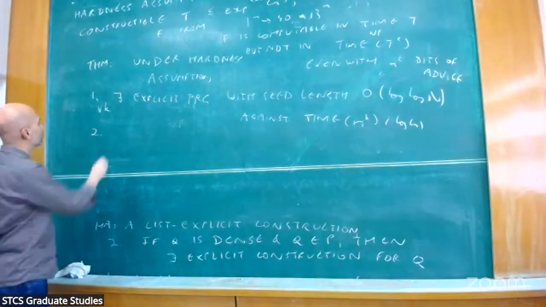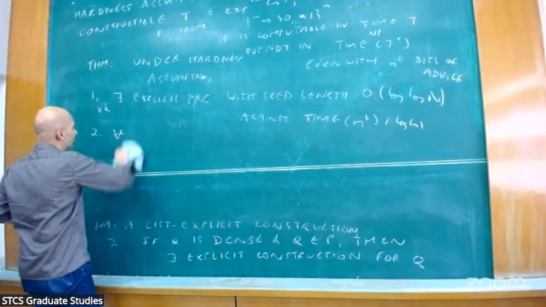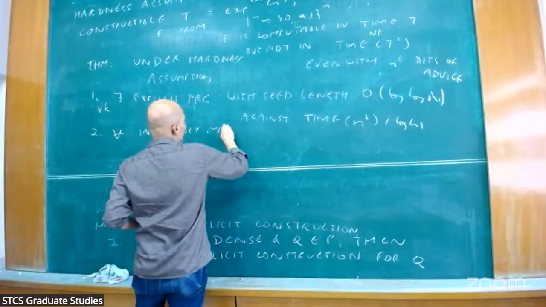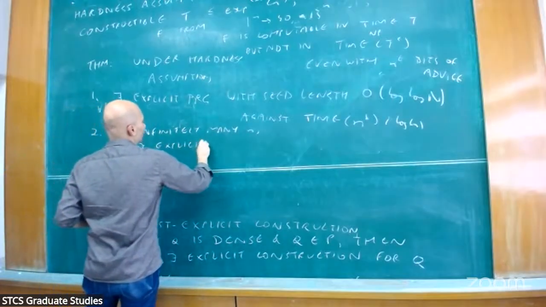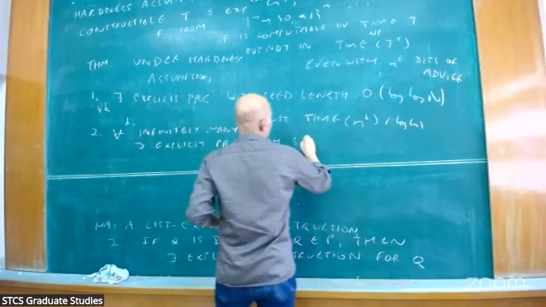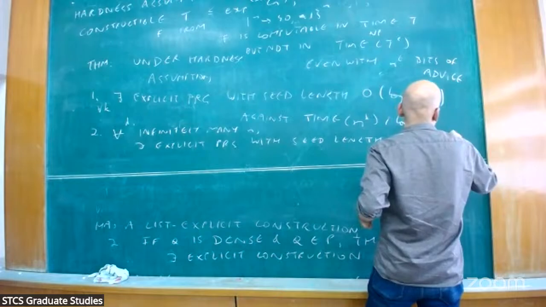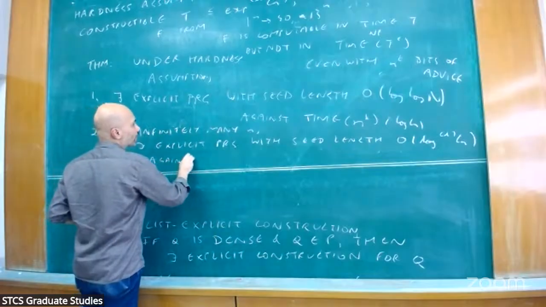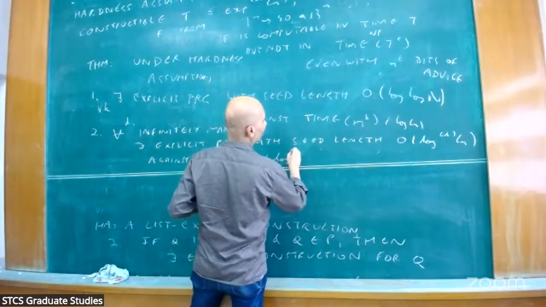And second is for all n, or infinitely many n, so let's not worry about what n seeds are. There exists an explicit PRG, for all d, a PRG with seed length iterated logarithm d times against time n to the k, where say iterated logarithm d minus 1 times.